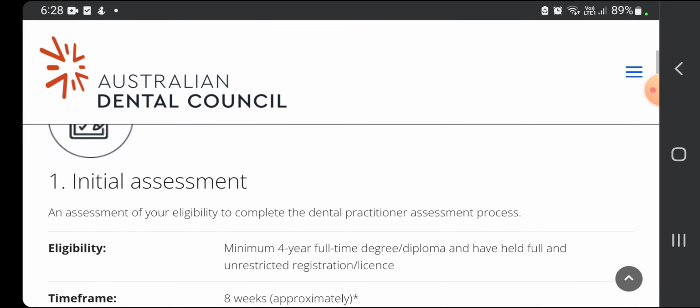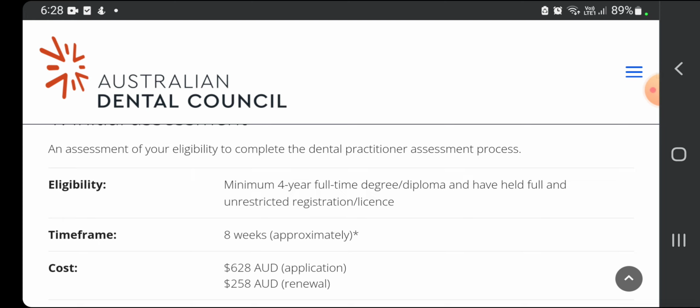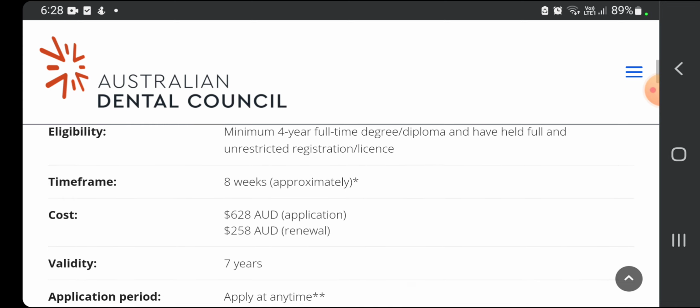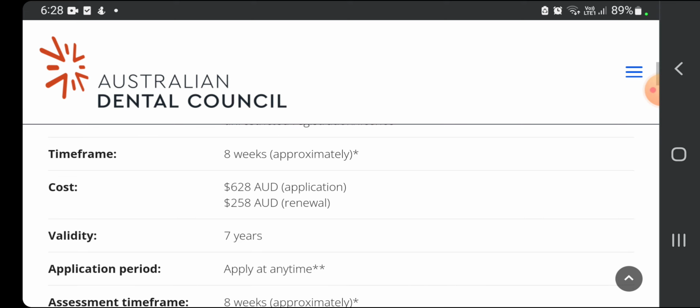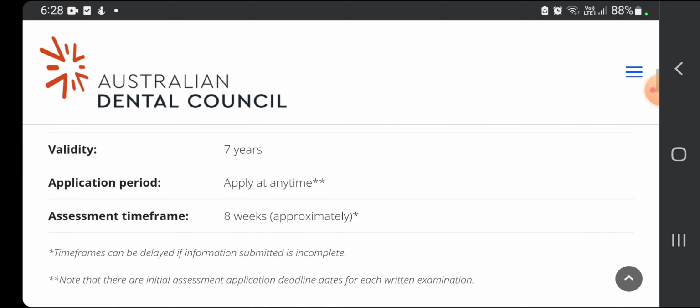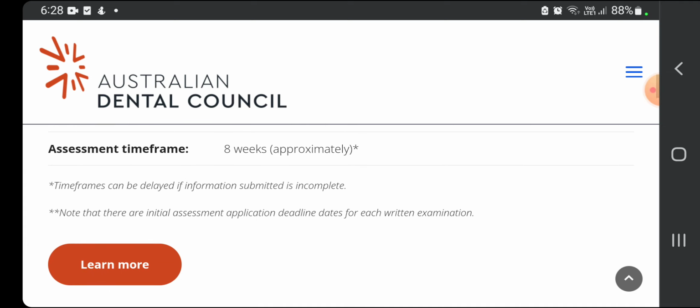The eligibility for applying for the initial assessment is a minimum 4-year full-time degree or diploma. The time frame is 8 weeks. The cost is $628 Australian dollars, and for renewal it is 258 Australian dollars. Sometimes it changes a little bit, it increases a little bit. The validity is 7 years, and the assessment time frame is 8 weeks. To know more about that, you can press the learn more button.